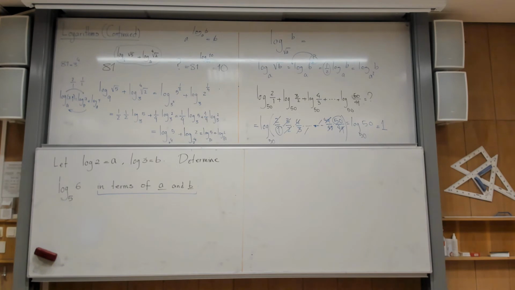Do you have your answer? A plus B divided by log of 5. No, log of 5 is not acceptable, but your answer is correct. Log of 5 is not given. Log of 2 and log of 3 are given, and I used A and B. When I say write in terms of A and B, it means an expression which uses A and B.